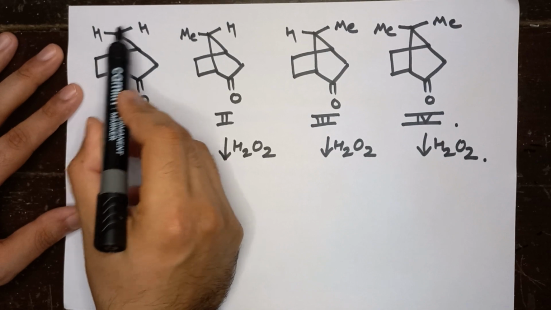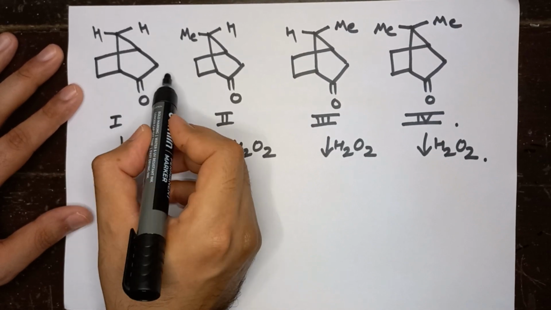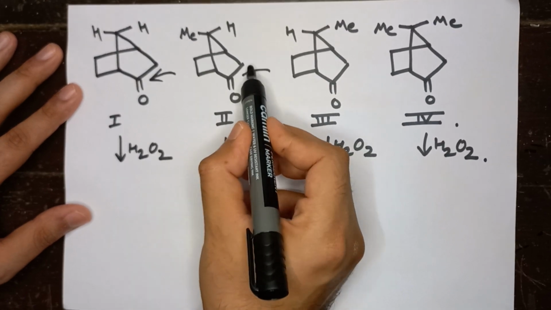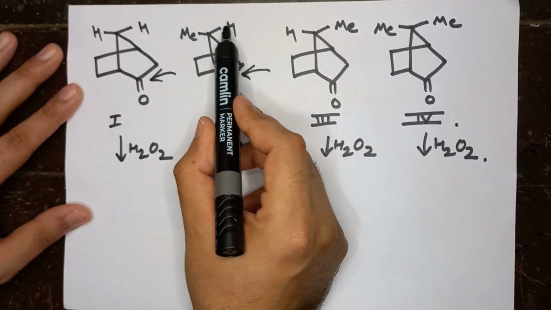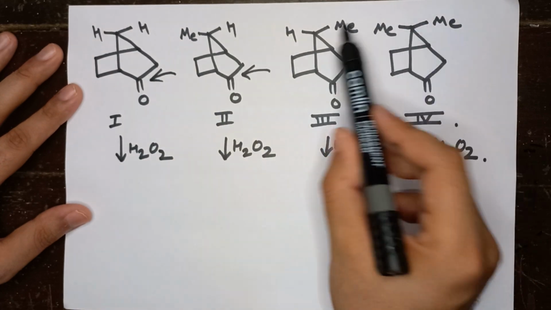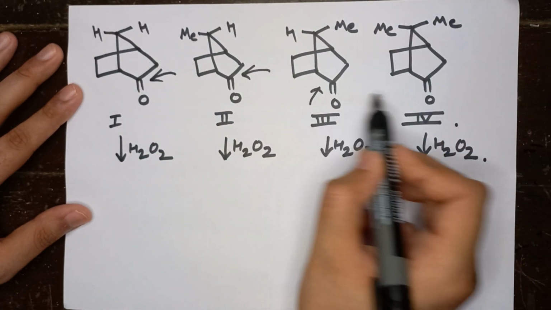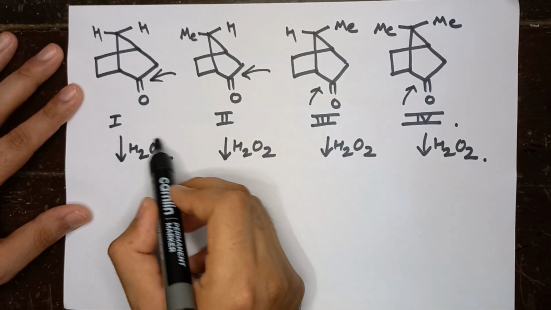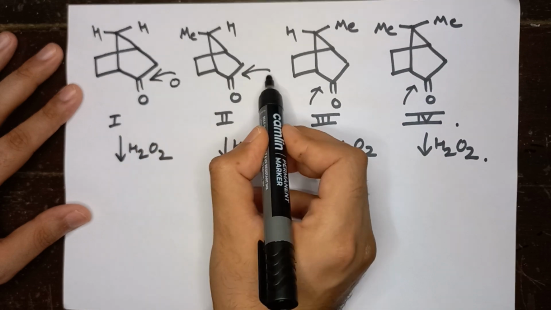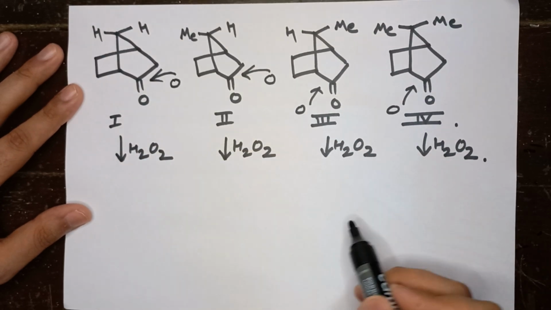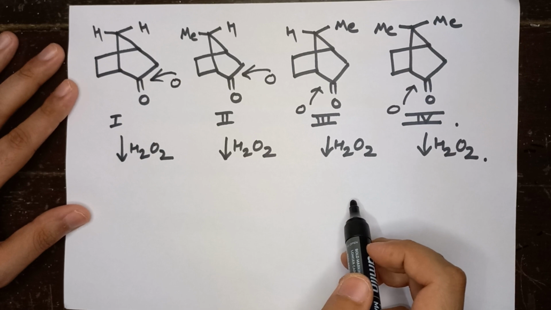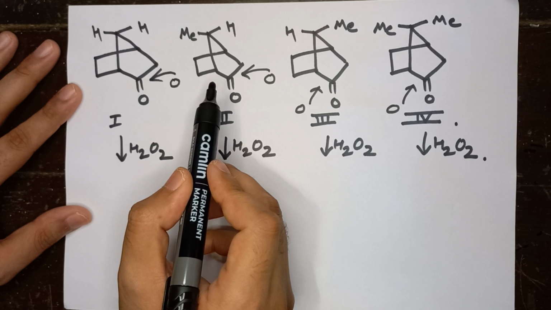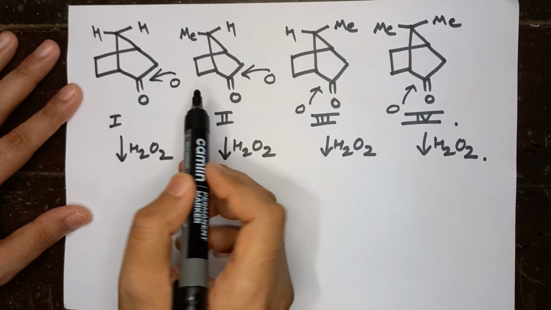So the hydrogen is in the right side, so attack will happen from above the plane. Here attack will happen from above the plane because still we have hydrogen in the right side. But the moment we have a methyl group in the right side, the attack will happen from below the plane. And here the attacking species is oxygen from hydrogen peroxide. So we are attacking by oxygen. Okay. And whenever you are attacking from above the plane, the overall product will be oxygen inserting from the opposite side.